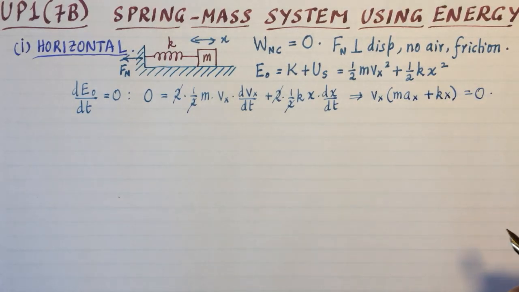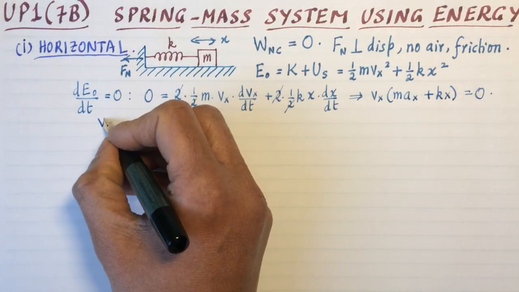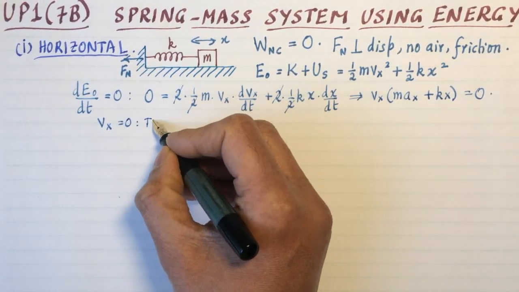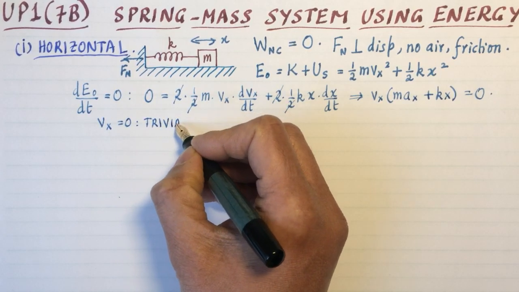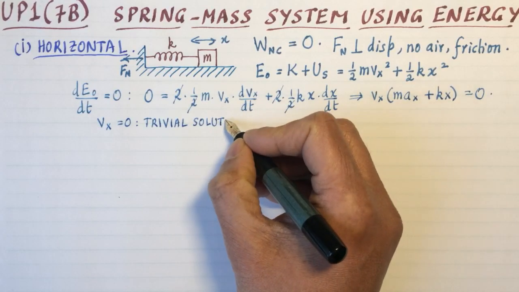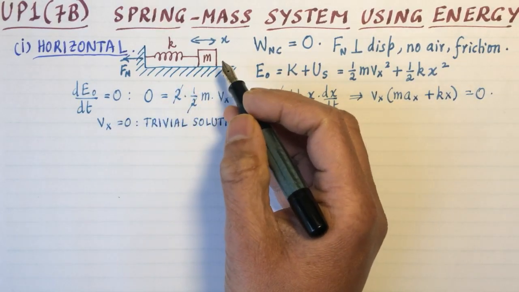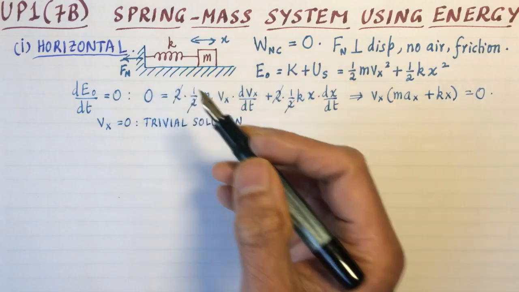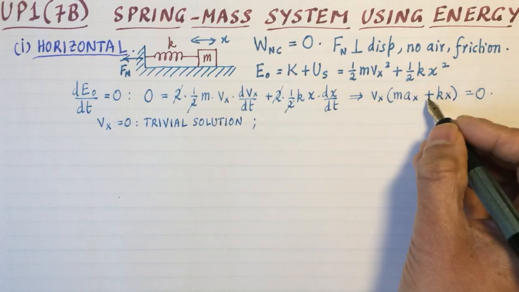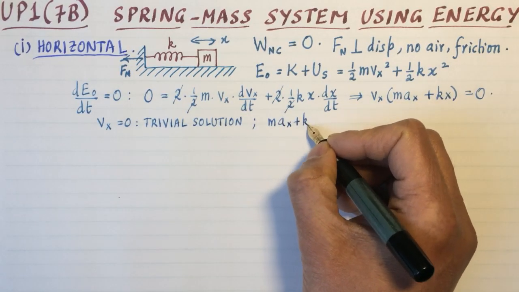Now this is an equation which is a product of two expressions and it's equal to 0. So we know that either v_x must be 0. That is known as a trivial solution, because under this condition v_x equal to 0 means the mass is not moving. The energy is still conserved. It's just that it's 0 plus 0. So it's a trivial solution. It's not very interesting. The other solution is far more interesting. That tells us that ma_x plus kx equals 0.